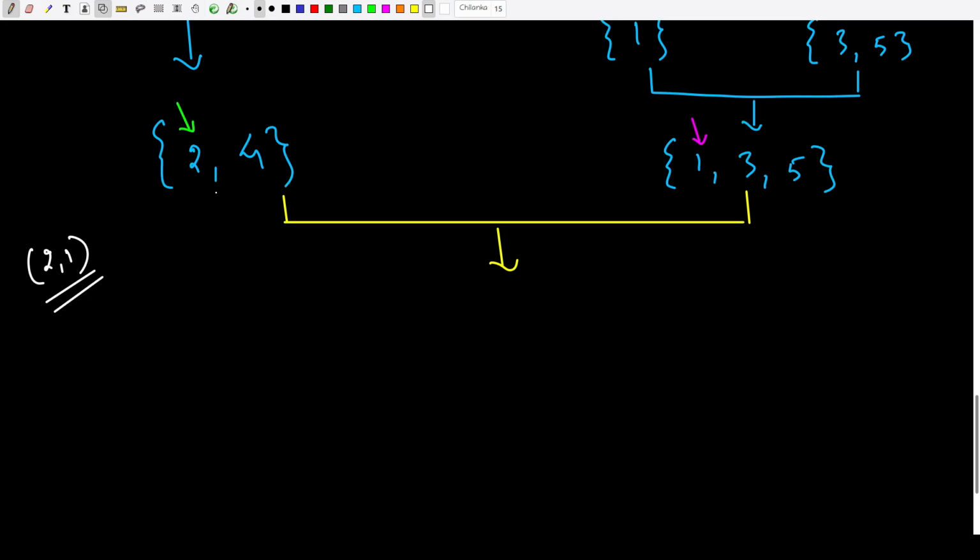Now, once we realize that 2, 1 forms an inversion count, we also know that 4, 1 will also form an inversion count. This 4 is coming from here. The reason why 4, 1 will form an inversion count is because this array is already sorted. So if 2 forms an inversion pair with the element 1, then we also know that 4 will also form an inversion pair with element 1. Because of which the inversion count over here will be given by inversion count so far plus n1 minus I.